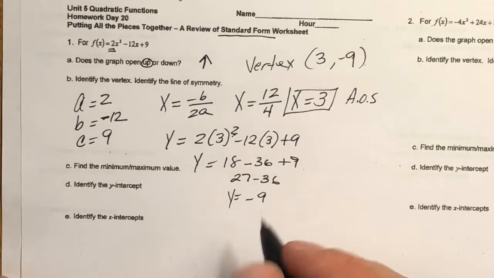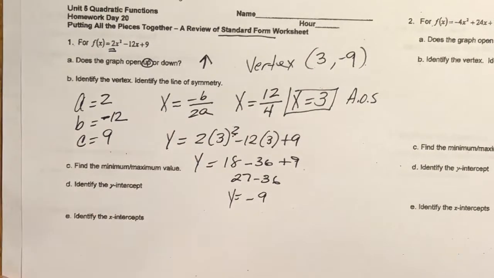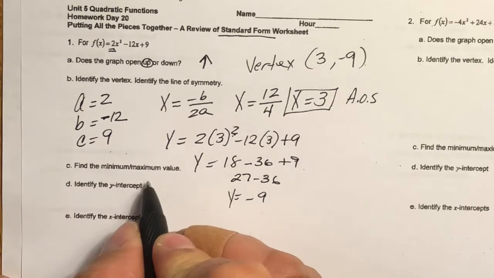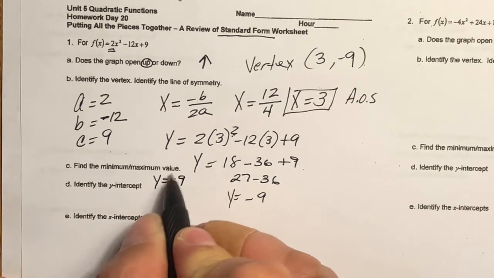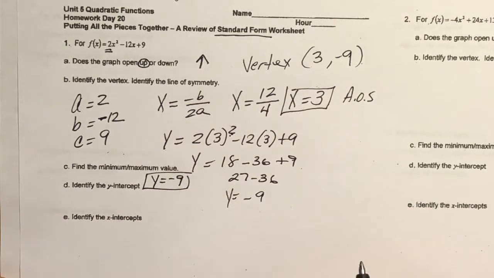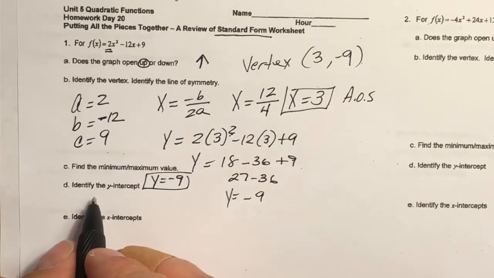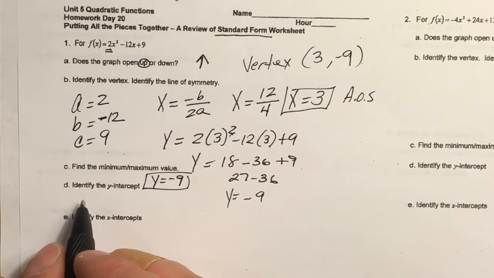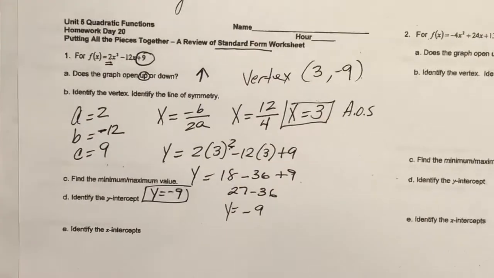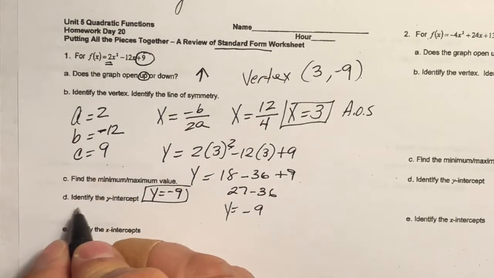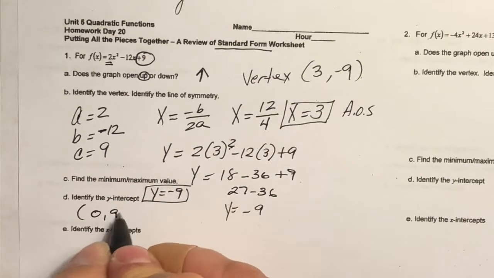Now, if you remember from our notes before, find the minimum value. It's going to be y equals negative 9. That's the minimum value. And what's my y-intercept? My y-intercept is the c value right there in standard form. So my y-intercept is 0, comma 9.